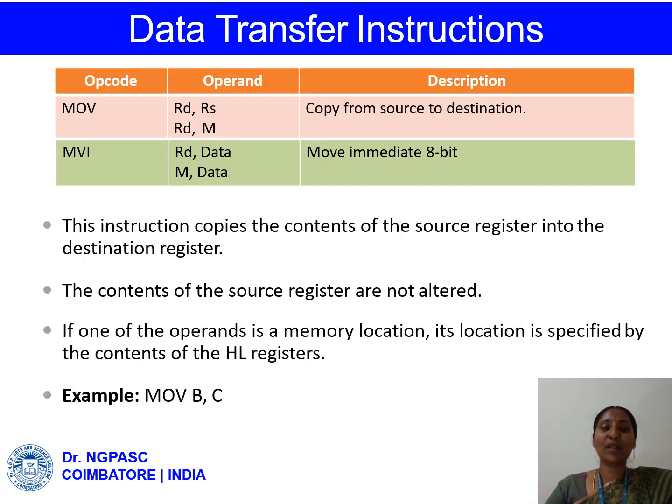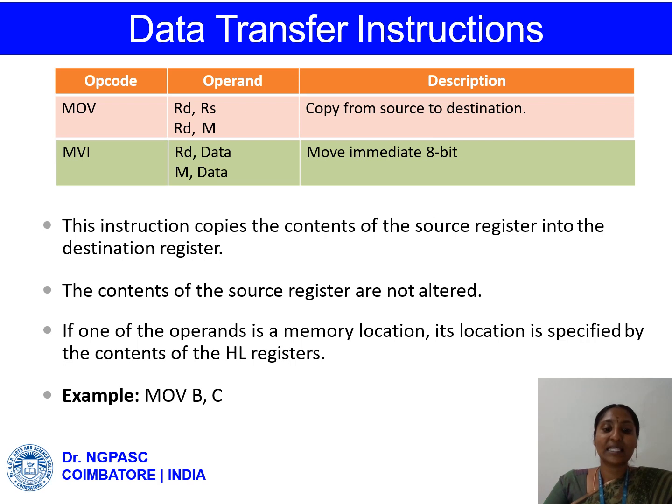We see an example of data transfer instruction. Before we go into the data transfer instruction, we should know what is opcode, operand, description. Opcode we call the mnemonics, that is user understandable language. Here MOV, MVI. MOV means move. This is move immediate. These are on 8-bit registers. Operand is the operation performed. Here RD is register destination, RS is register source, and M is memory.